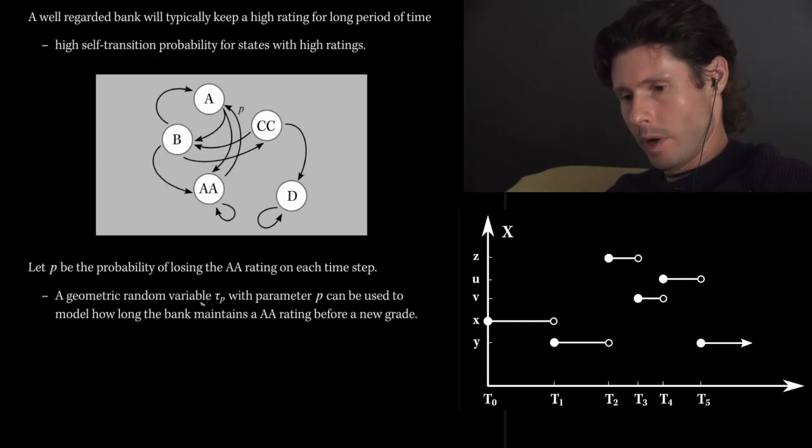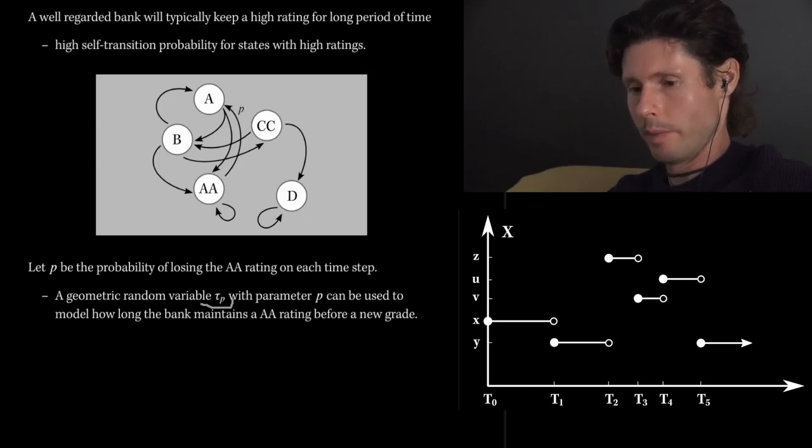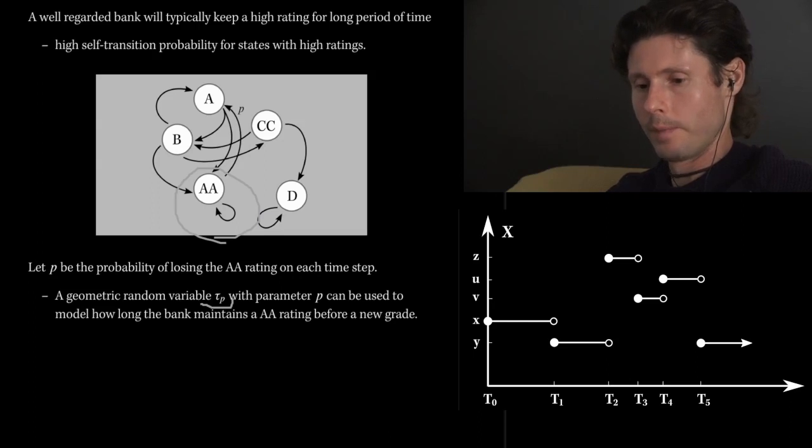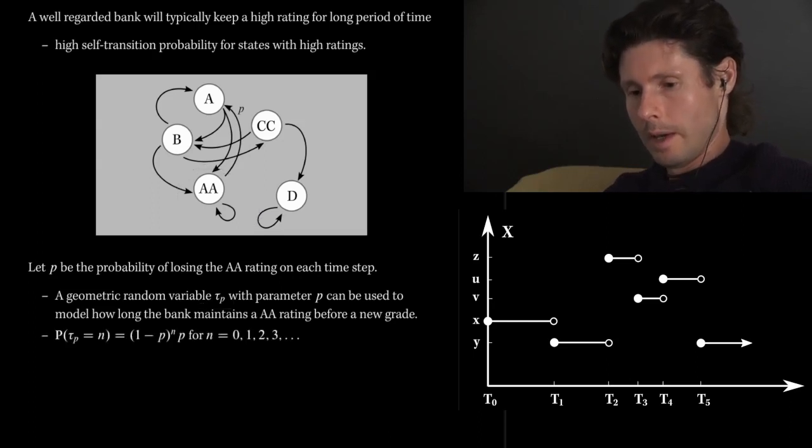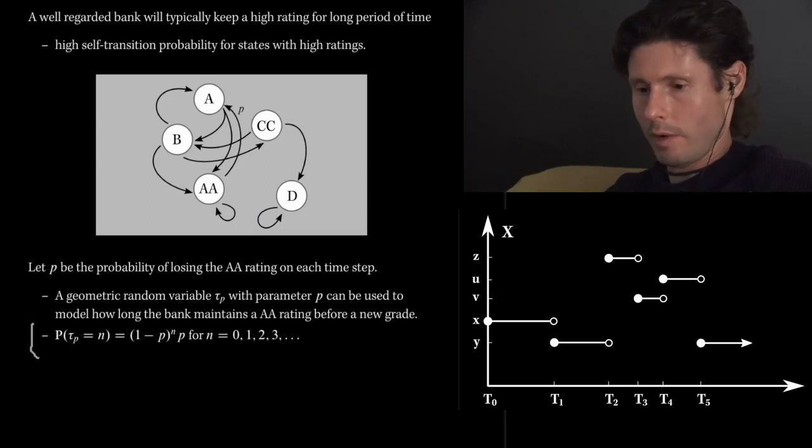So how would we model this further? We would take a geometric random variable. We've seen these before. It has parameter P, so tau P has parameter P. And it's going to model how long the bank maintains this rating before a new grade. The number of times we transition here back to the state A is going to be tau P, and that's how long you stay there. That's going to be done in some time unit. This is the distribution, as we've seen it before, of a geometric random variable.